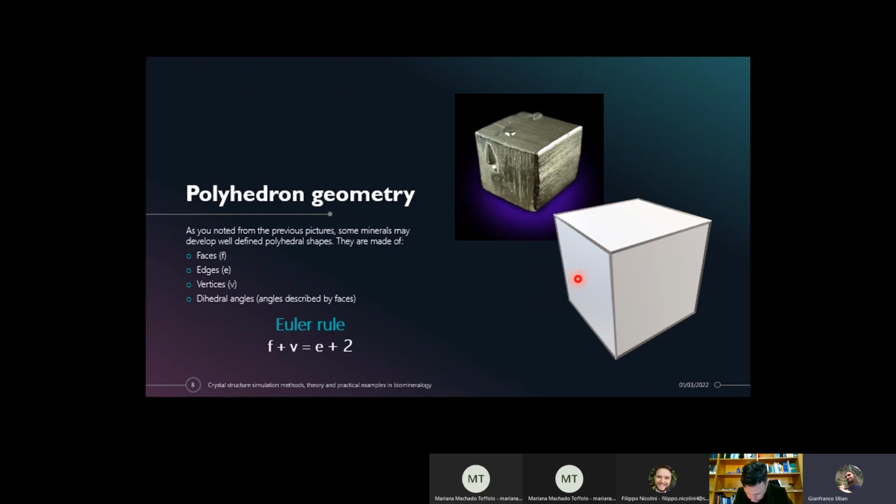And there are 12 edges. 12 plus 2 makes 14. So this rule is satisfied. In crystallography, historically, there are 2 very important rules.